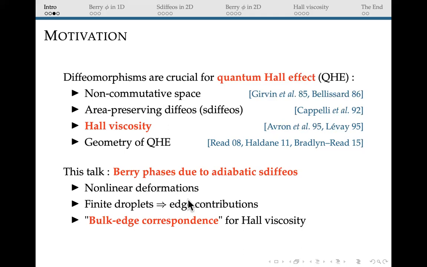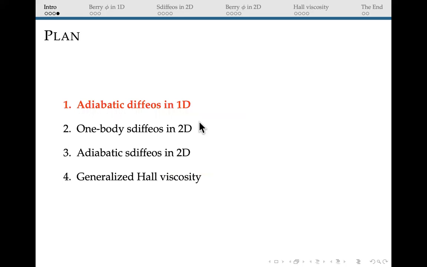And so with this motivation in mind, here's now the plan. There will be four rough sections. In the first one, I'm going to remind you about Berry phases and actually compute in front of you Berry phases due to deformations of a one-dimensional sample. That would be sort of a toy model that motivates the rest.